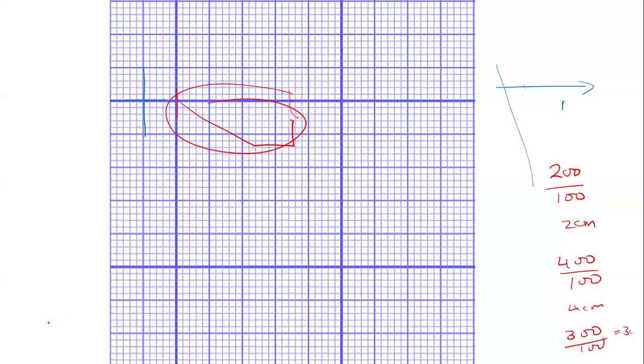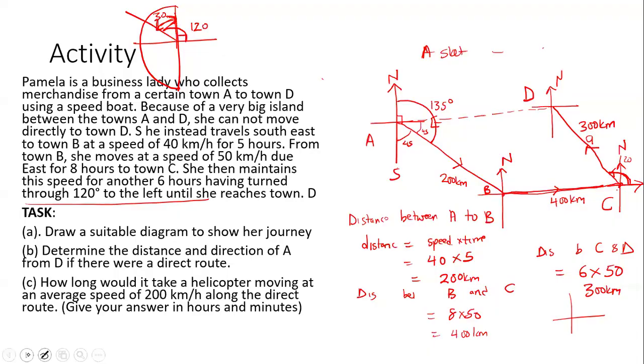So for that particular one, the best scale would have been 50. The best scale would have been 50. Yeah. Though also your 100 is okay. 200 is very bad. 1 centimeter, 4 centimeters, and 3 centimeters, it would be bad.